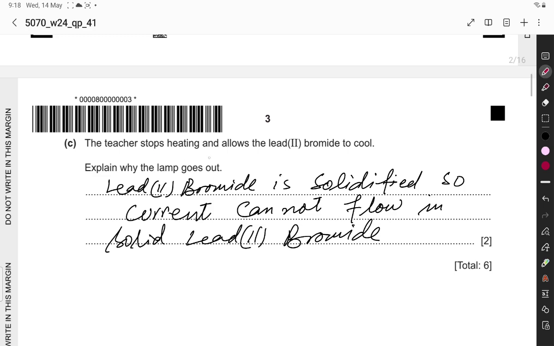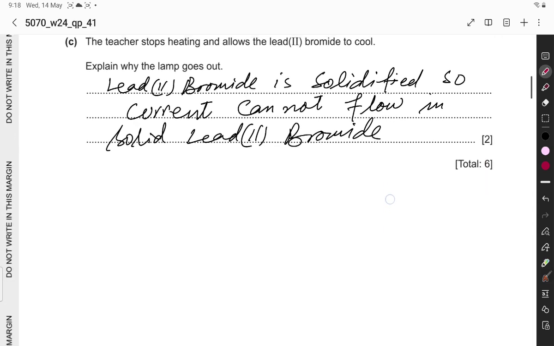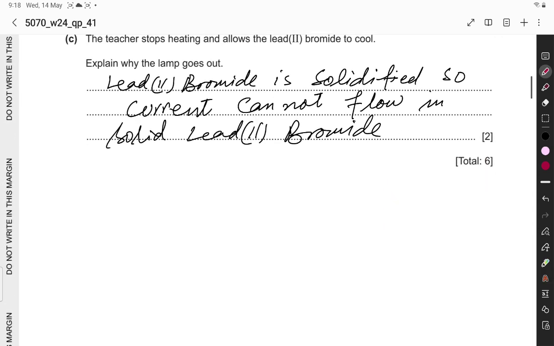The teacher stops heating and allows the lead(II) bromide to cool. Explain why the lamp goes out. The lamp goes out because the lead(II) bromide solidifies, so current cannot flow in solid lead(II) bromide because the ions are fixed in the ionic compound, so current cannot flow in the solid salt.